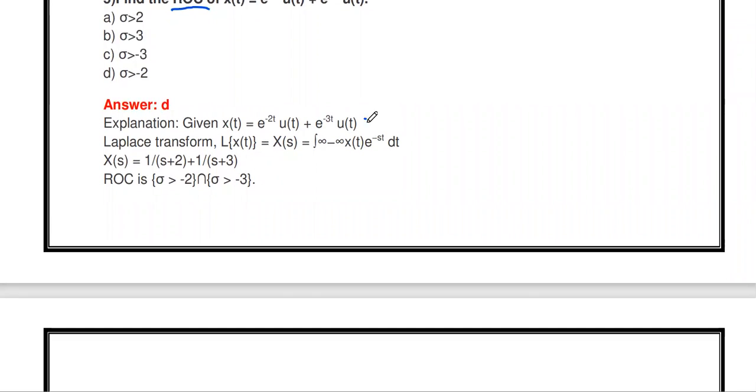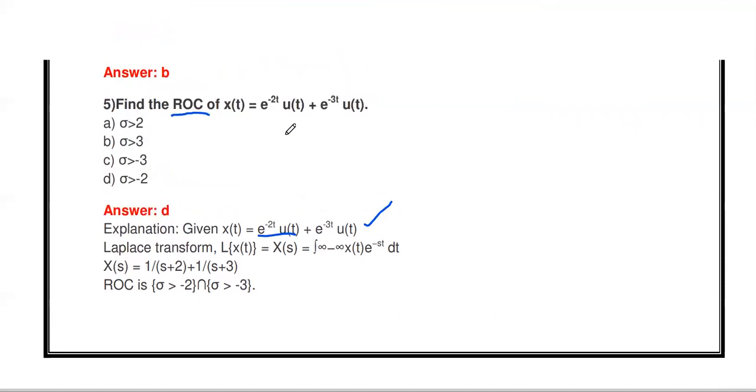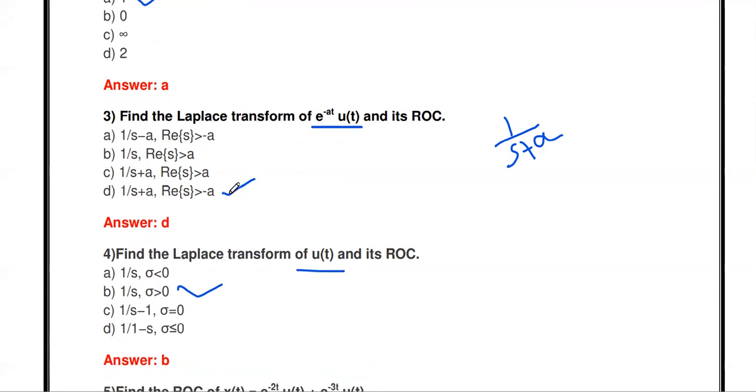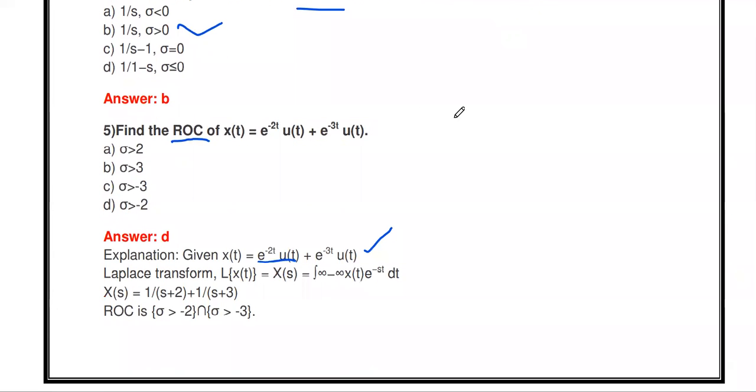This is the given signal x of t. Taking the Laplace transform of the first signal e power minus 2t u of t, as per the previous problem, e power minus at u of t gives 1 by s plus a with real of s greater than minus a. So here, e power minus 2t u of t gives 1 divided by s plus 2. Similarly, the Laplace transform of the second signal e power minus 3t is 1 divided by s plus 3.